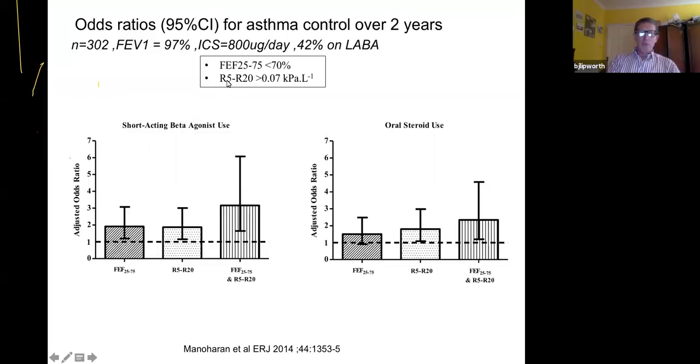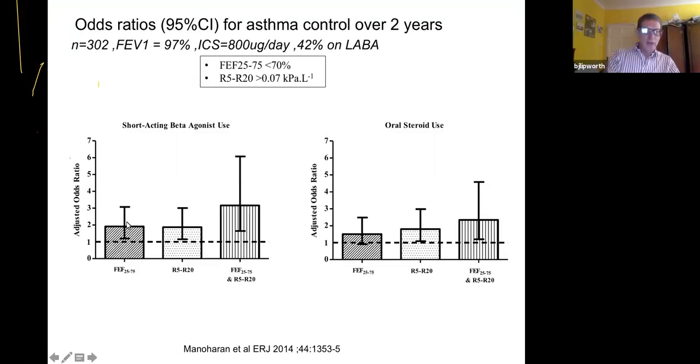And what we did is we looked at patients with a peripheral airway resistance of greater than 0.07 kilopascals per litre, which would equate to 0.7 centimetres of water if you prefer to work in that. And we looked at patients with an abnormal FEF2575 of less than 70% predicted. That was our definition of being abnormal. So we compared patients with a high value of R5-R20, greater than 0.07 to less than 0.07, and patients with an FEF less than 70 to greater than 70. And we looked at the amount of salbutamol they were using over the 2 years and the number of oral steroid bursts with prednisone, in other words, exacerbations. And this is what we found.